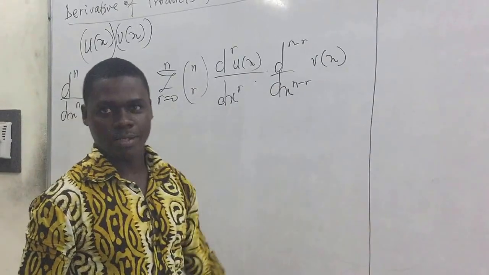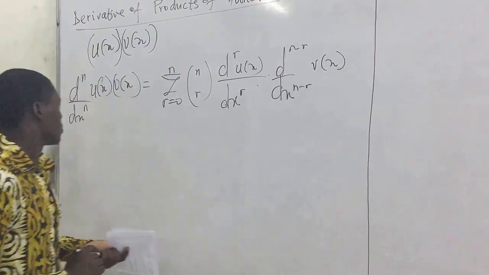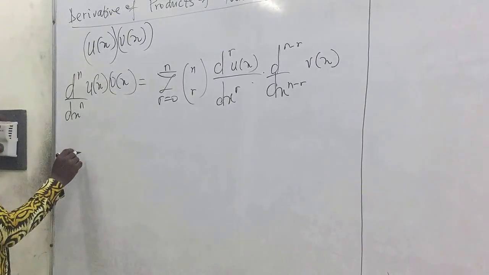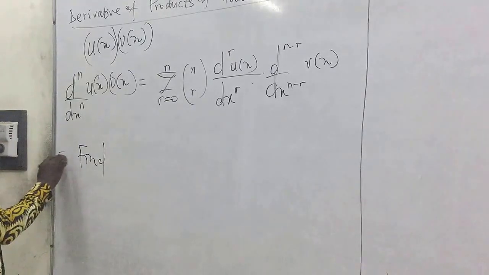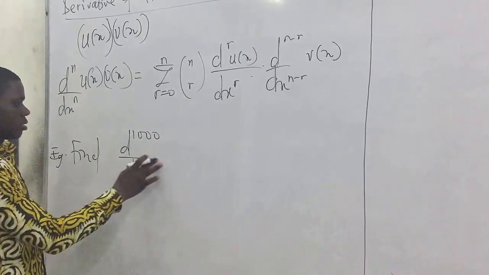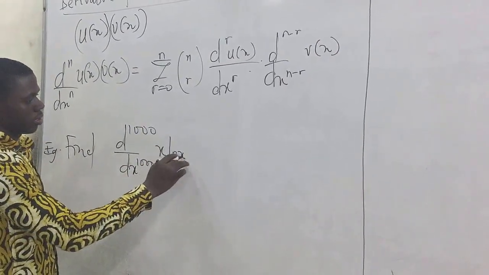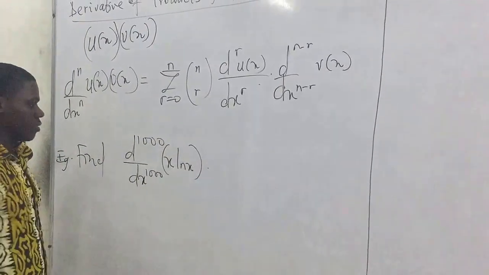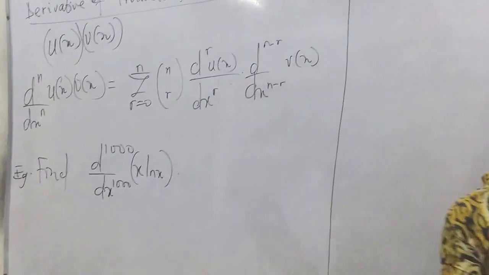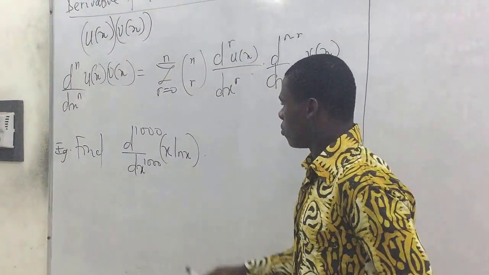We looked at one case in the previous video, so you need to go and watch it. But in this video, we just want to look at an example. So, example one: find the thousandth derivative. So we are differentiating 1,000 times x ln x. So you'll find the 1,000th derivative of this. When you look at this, if you don't take time, your heart will jump. But you realize that with the help of Leibniz theorem, this is no problem. You can just quickly look at it.